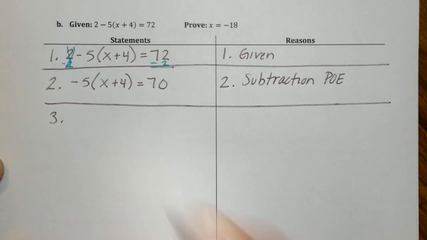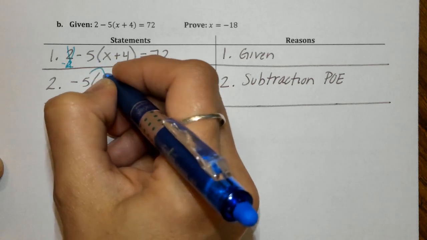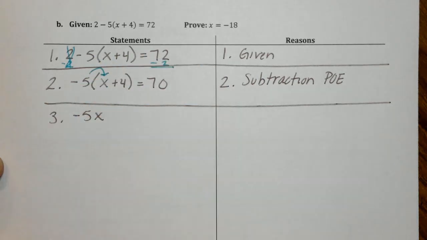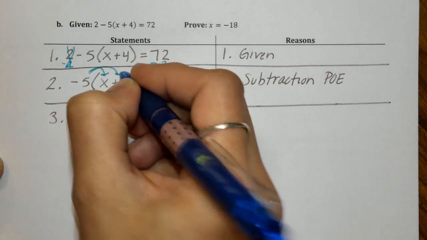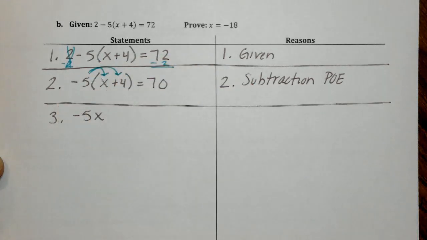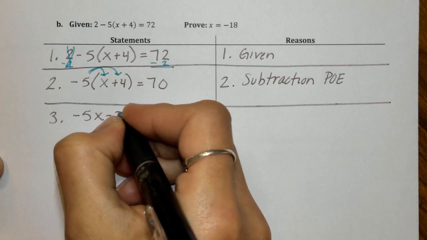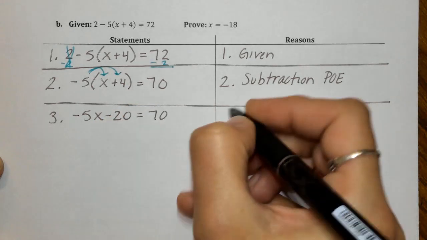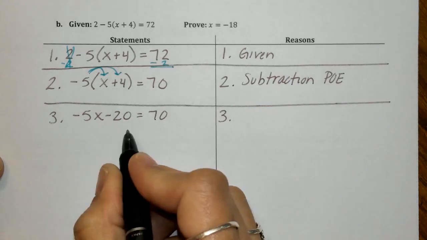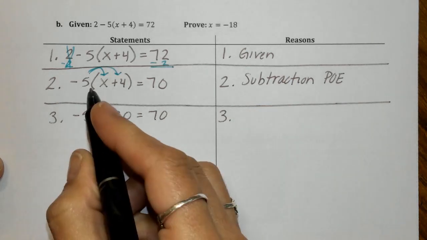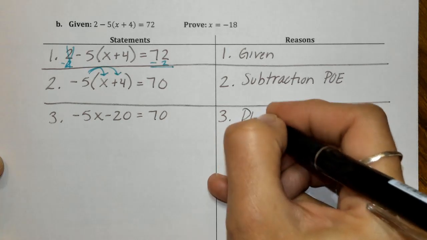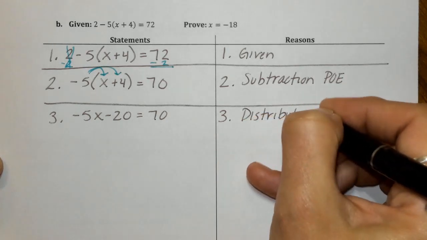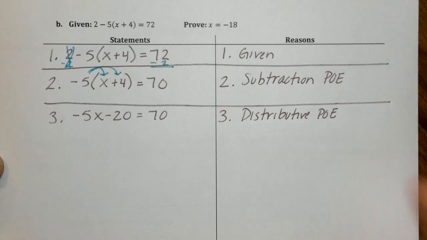Next, let's take our next step. Here, I'm going to distribute the negative 5 to x, make it negative 5x, and distribute that negative 5 to a positive 4. Negative times a positive, negative 20, or minus 20, all equal to 70. What is my reason for writing negative 5x minus 20 equals 70? What did I do? I distributed. Distributive. There we go. If I spelled it wrong, I apologize.